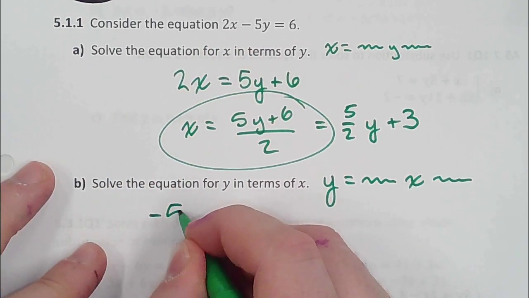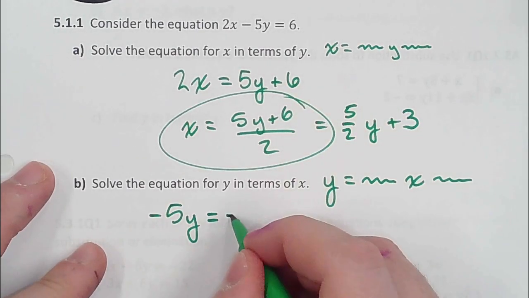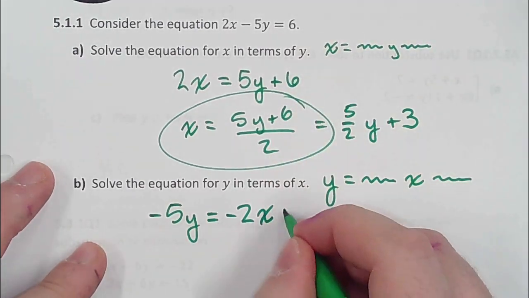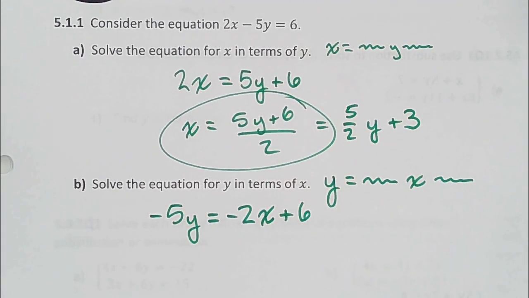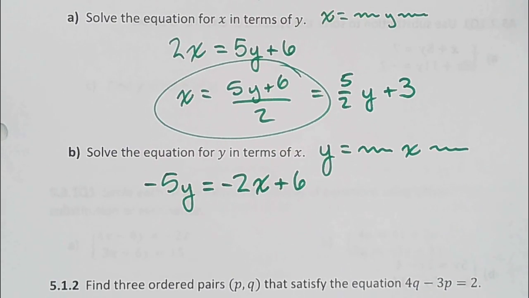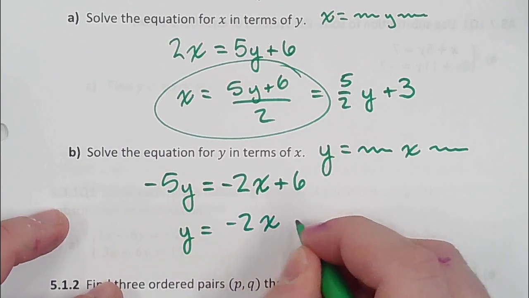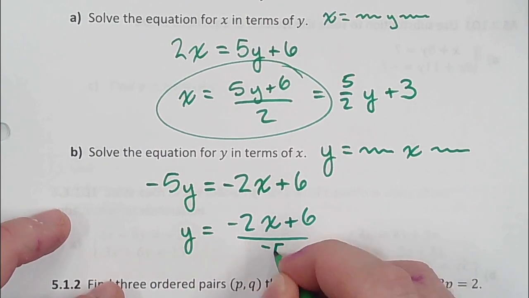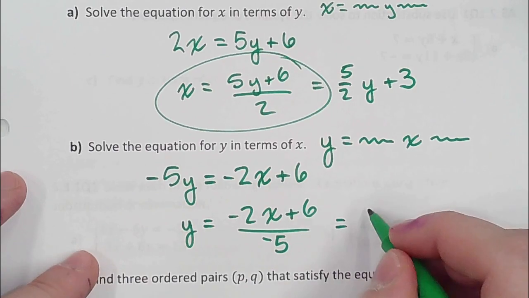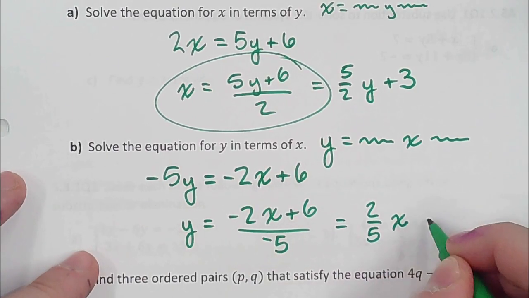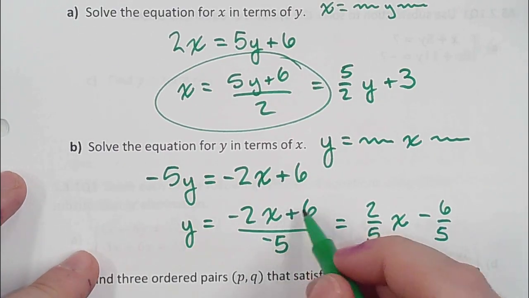So now I've got negative 5y, don't forget that negative, equals the negative 2x I moved over plus the 6 that's already there. And I bet you can guess what we're going to do next to get y completely on its own. We're going to divide by negative 5. If it feels formulaic, it should. This is also a valid answer, 2/5 x minus 6/5.